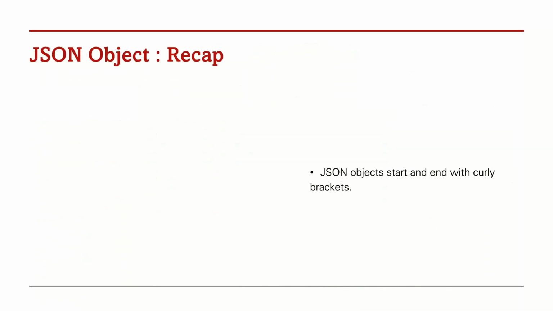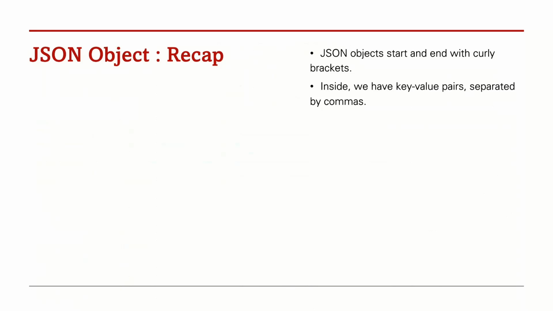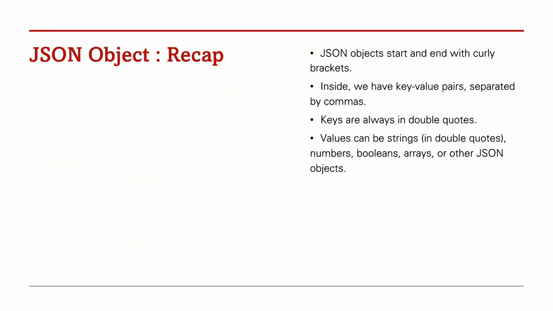Let's recap. JSON objects start and end with curly brackets. Inside, we have key value pairs, separated by commas. Keys are always in double quotes. Values can be strings, in double quotes, numbers, booleans, arrays, or other JSON objects.